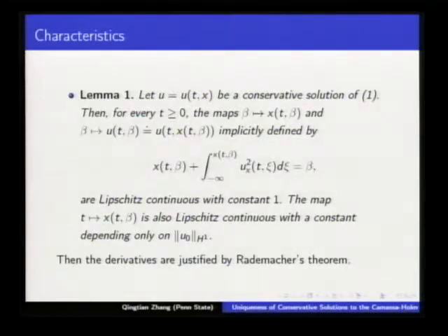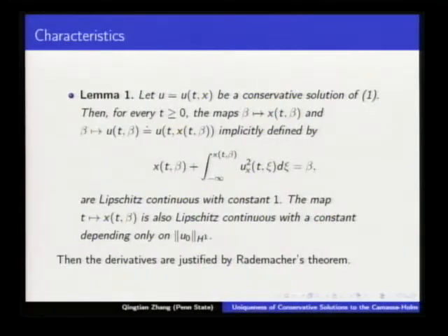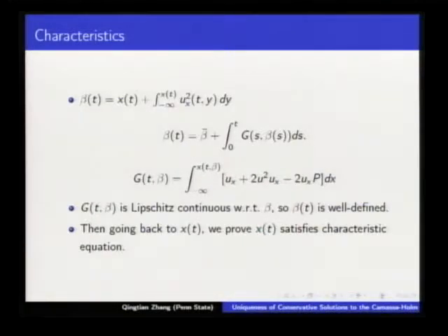And after we have that idea, then we can consider lemma 1. For this transformation in lemma 1, we just add the two parts together, and then we can get the new variable beta. And under this new variable beta, we can prove that the dynamics of beta is determined by this equation. This is just by calculation. And the good thing is that the right-hand side G is Lipschitz continuous with respect to the new variable beta. So here, we can conclude that the equation for beta is well defined. We have the existence and the uniqueness.